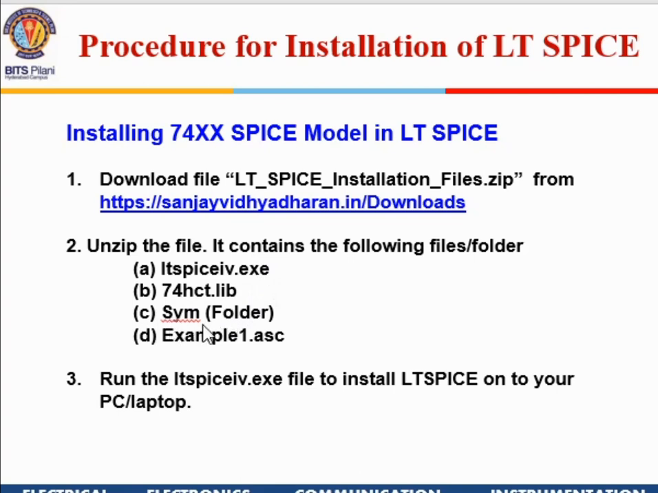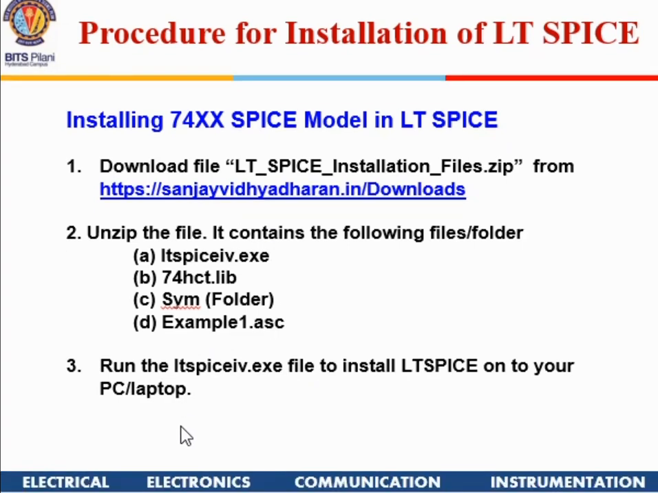Okay, then there is a sim folder. Inside the sim folder you will have 20 files which are symbols for various ICs. And then I am also going to give you one example file which I am going to actually demonstrate to you. I'm going to give an example demonstration, and I'm going to share that example file with you so that you don't have any problems. Okay, so after having downloaded these files, you are going to run the LTSpice.